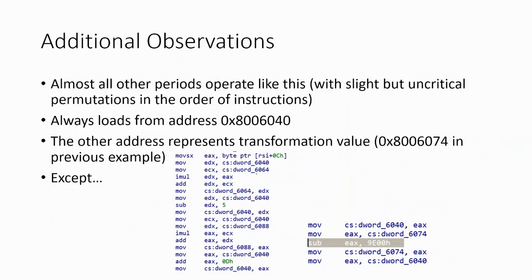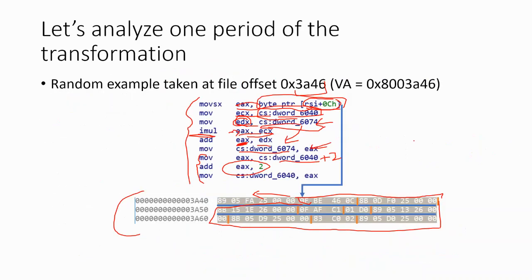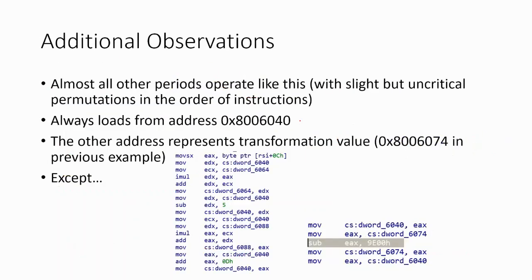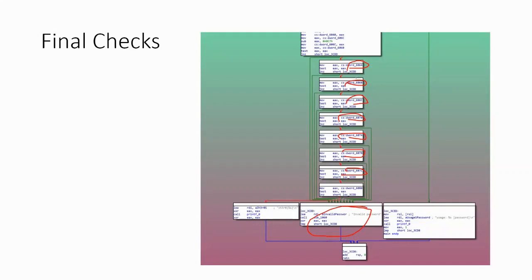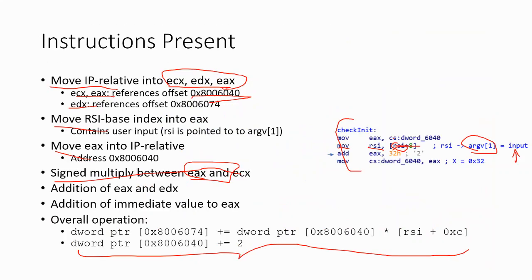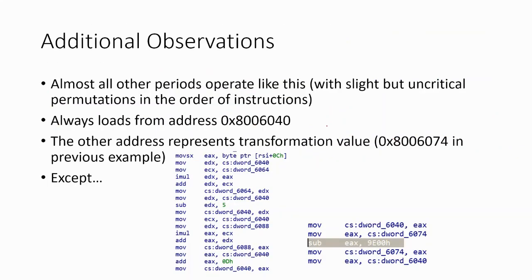And the other address, so we see here, we have 6040, but we also have another value, 6064 in this case, or 6074 in this case. This references a transformation value that is checked at the very end to see if it's 0. Okay. So all the periods are pretty much like that.